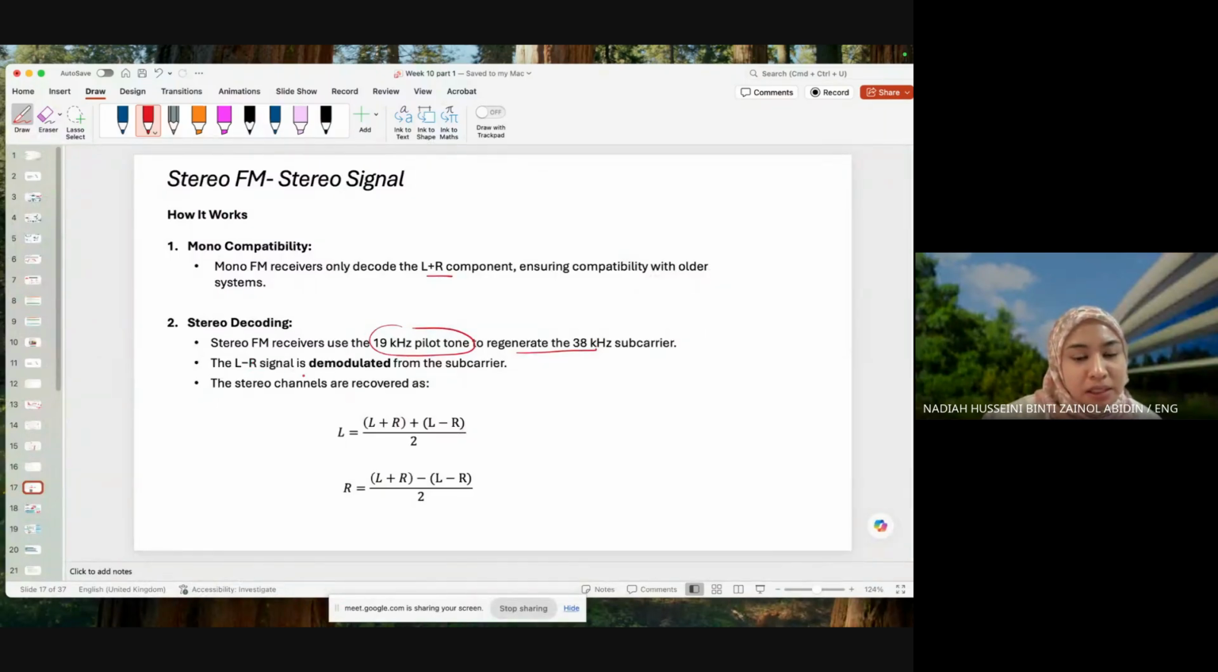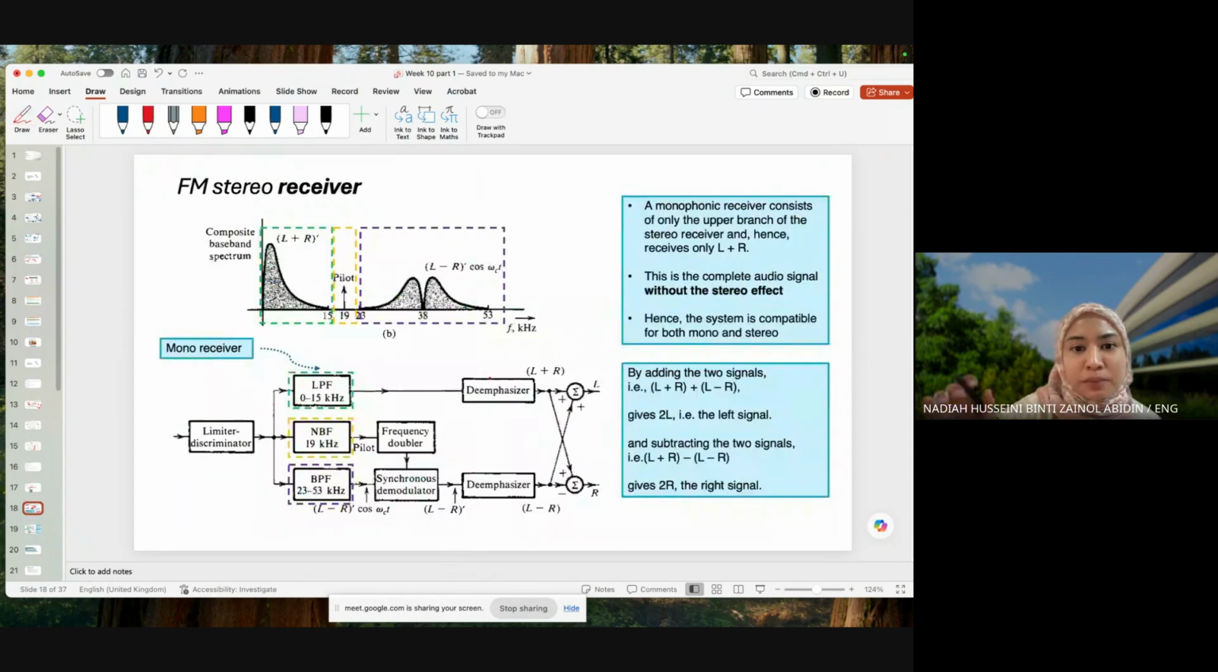The L minus R is demodulated from the subcarrier. The stereo channels are recovered as this. Later we will see how the system looks like, but this is the calculation. So L plus R plus L minus R, and then you divide this by 2. Oh, let's go through the system first. I think the calculation would not make sense without seeing the system.